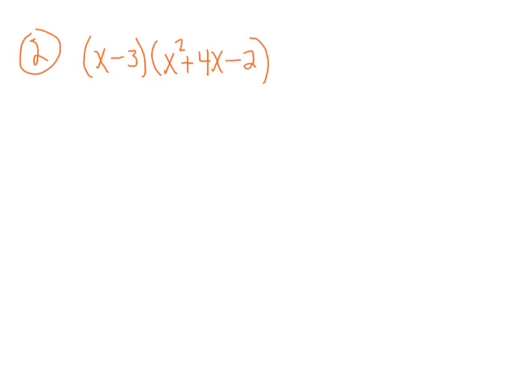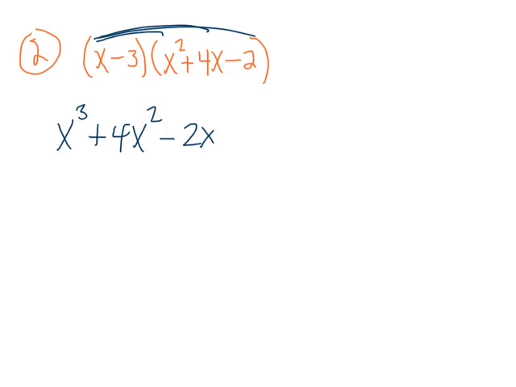Okay, so I'm going to go ahead and distribute. I'm going to distribute the x to all three of those terms. X times x squared, x to the third. X times 4x, 4x squared. X times negative 2, negative 2x. All right, so I'm done with the x. Now I distribute the negative 3. Negative 3 times x squared, negative 3x squared. Negative 3 times 4x, negative 12x. Negative 3 times negative 2, positive 6.